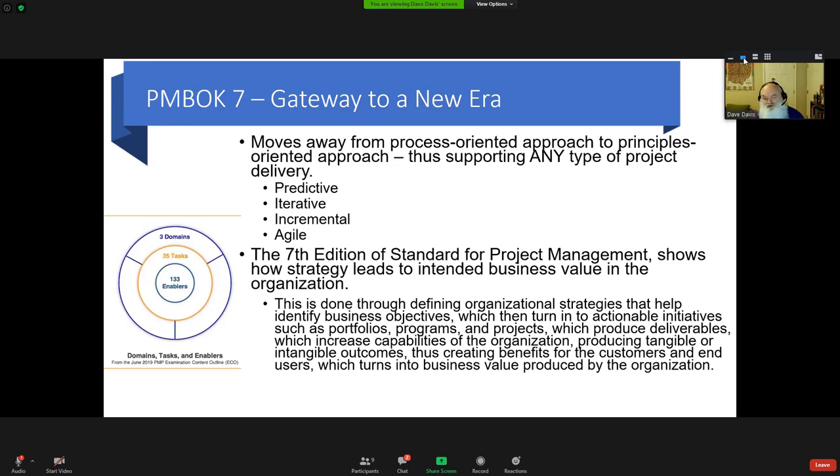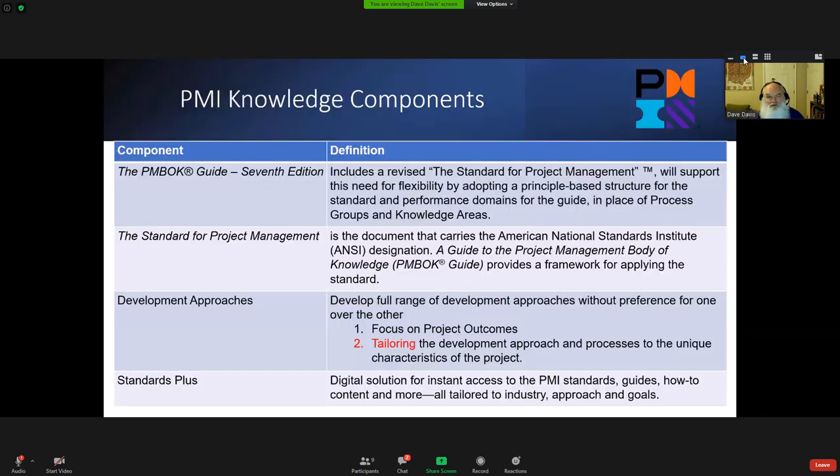So we're going to show you how to take ideas, produce deliverables, and turn them into value for the organization. And we also are supporting these PMP exam components, which is, again, a huge change. Within the new PMP world, they deal with domains, tasks, and enablers. And we'll talk about those a little bit more later.